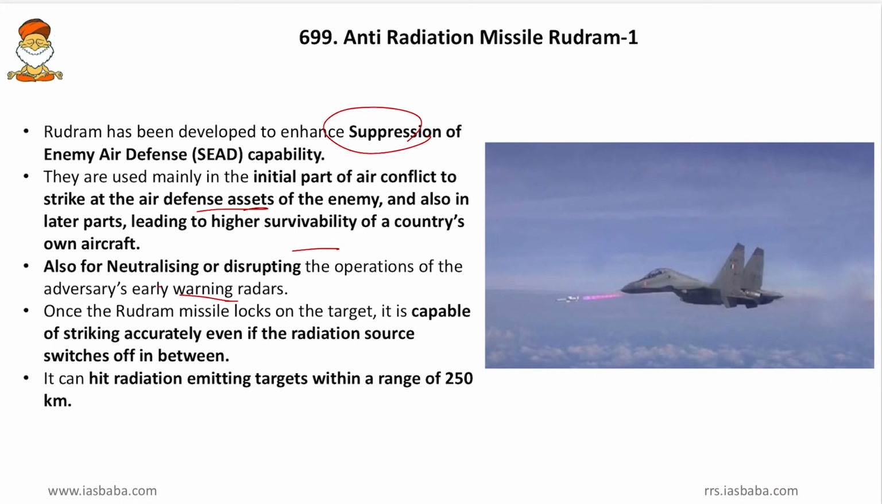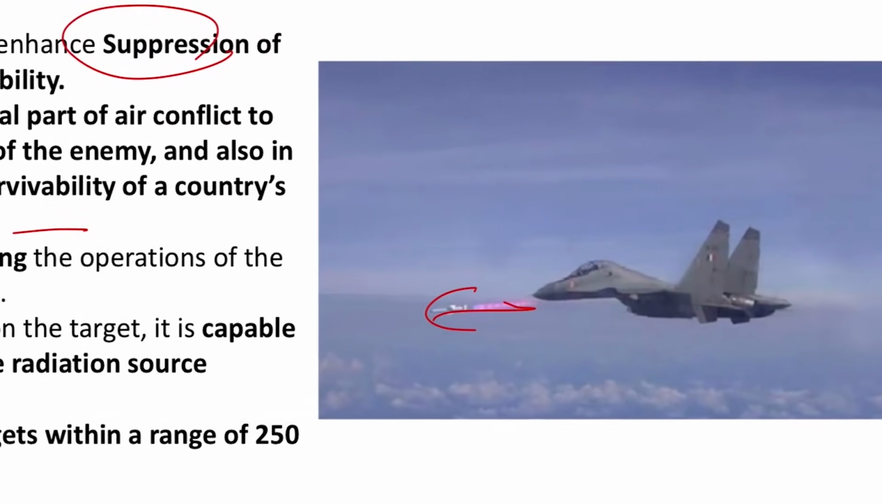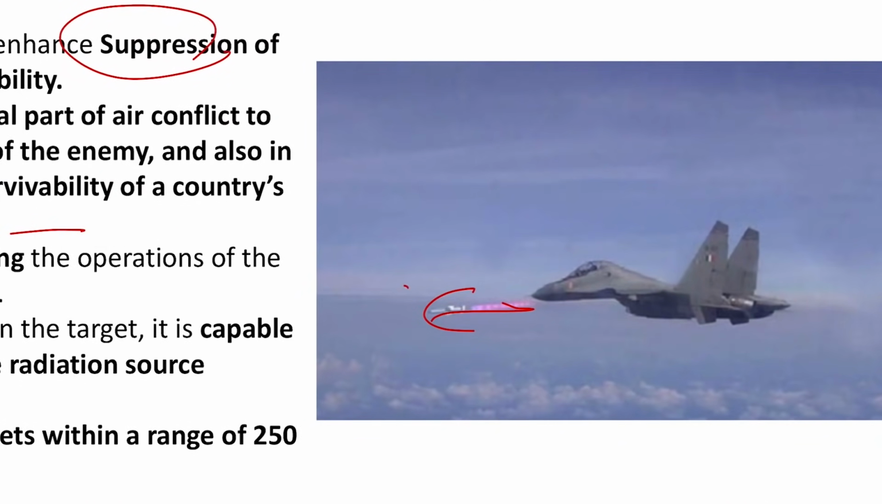Then once the Rudram missile locks on the target, it is capable of striking accurately even if the radiation source switches off in between. Friends, that is why it is called the anti-radiation missile. Friends, once this missile is fired, here we can see the missile being fired, and friends, if there is any light pollution in between, or even if the radiation of its own goes off, even then it can hit the target. Once it is locked, it is over.